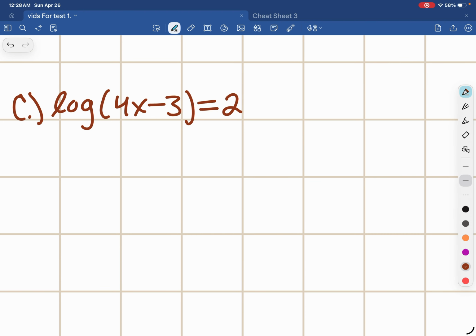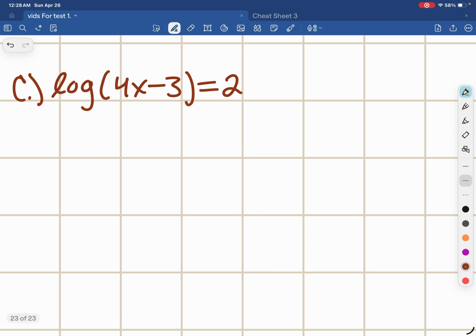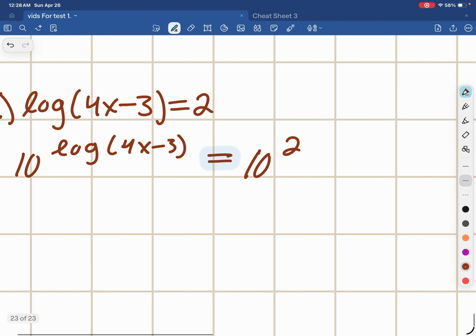So what can we do in a situation like this? Well, anytime we want to get rid of a log, we can always raise it to a power of its base, right? So if this was 2, we raise it to 2. But since this is the common log, we can take 10 to the log of 4x minus 3 is equal to 10 to the 2. So you have to raise both sides.